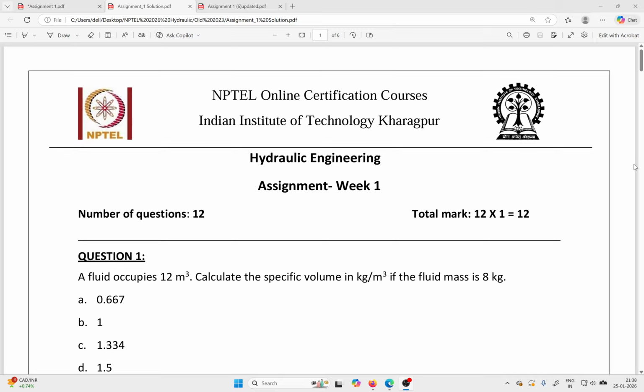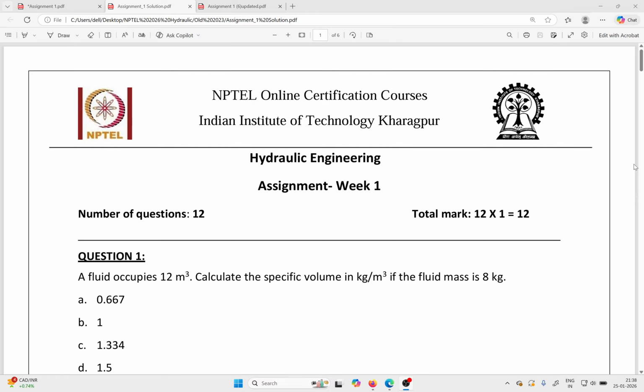Okay, so now let us solve question number one. A fluid occupies 12 meter cube. Calculate the specific volume in kg per meter cube if the fluid mass is 8 kg. We have solved a similar question, but in the previous question we needed to calculate the specific gravity. Here we need to calculate the specific volume.